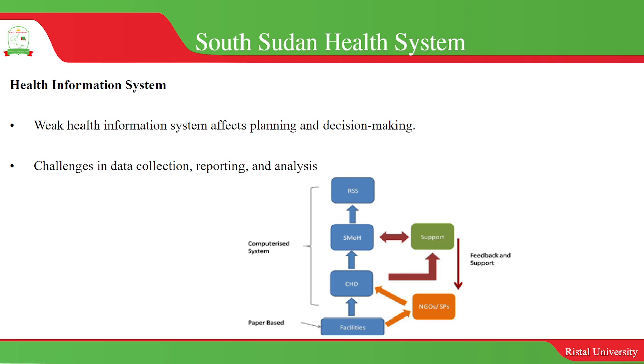Okay, so we are saying that at the lower level, the data is collected on papers, but at the higher level, at the county health department and state ministries of health, and then finally to the National Ministry of Health, that is where you have electronic health data. So we have computerized health information systems. But of course, this is not universal. You can go to some state hospitals and you find that they still use papers for collecting data, though there is a health information management system that is deployed in some of these facilities.